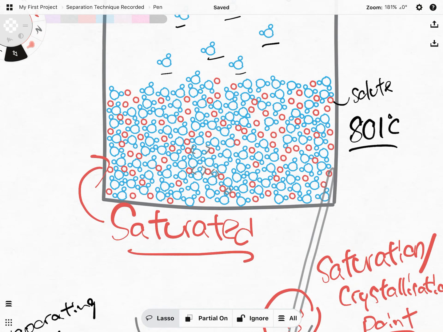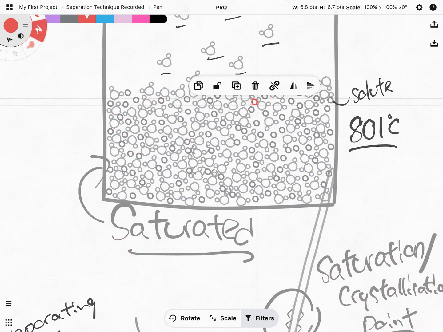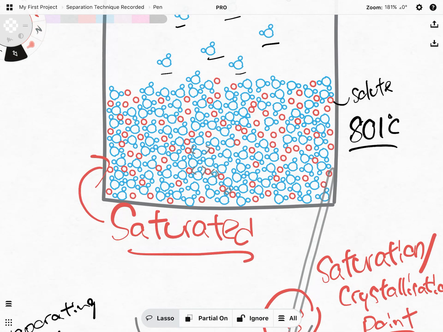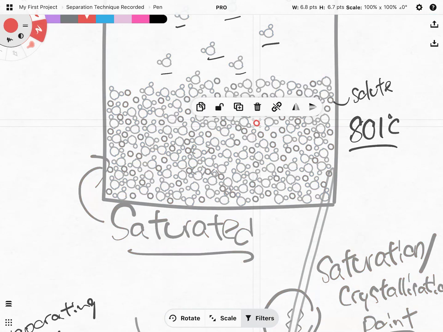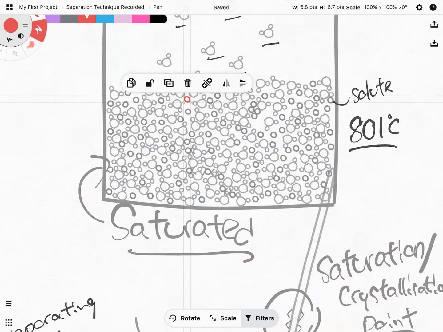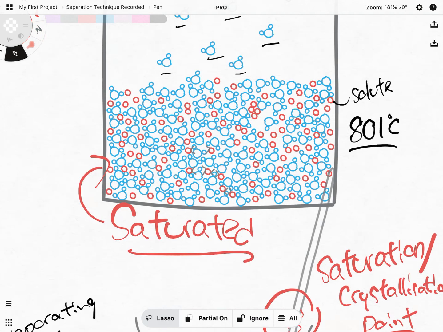There's a much higher chance that the solute particles can come back together again. Okay, let's find some more. Look at this solute particle. Now it's so close to each other, they can come back together again because the solvent molecules have boiled off, evaporated away. It's coming back together again.